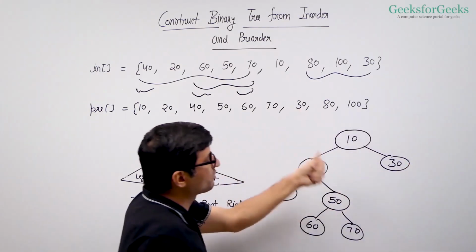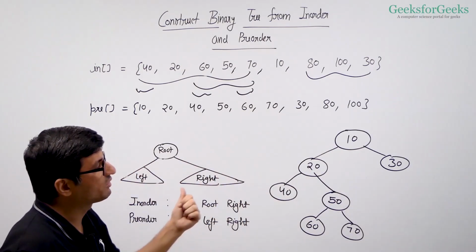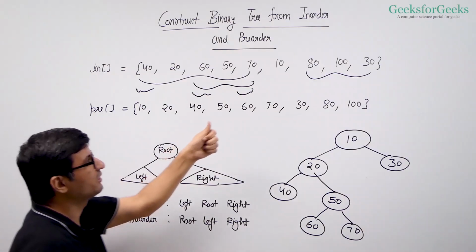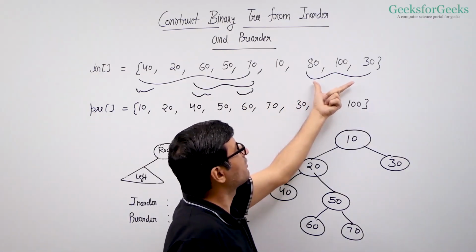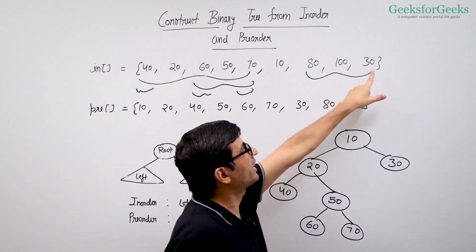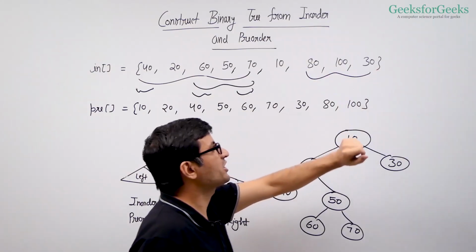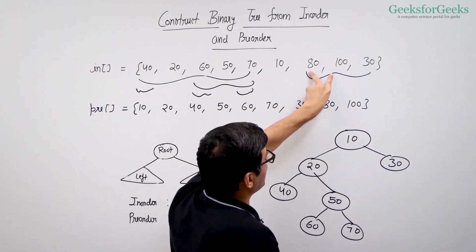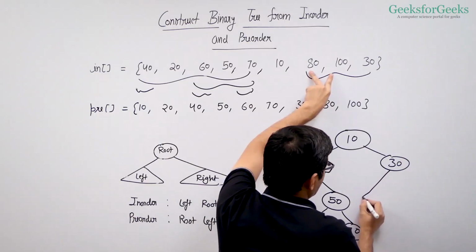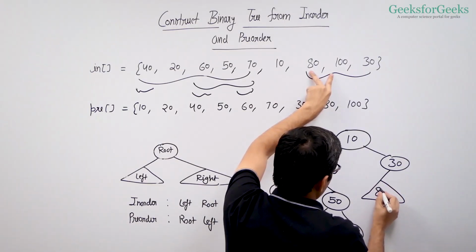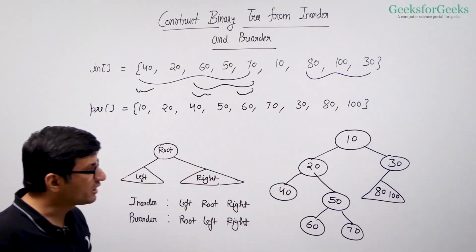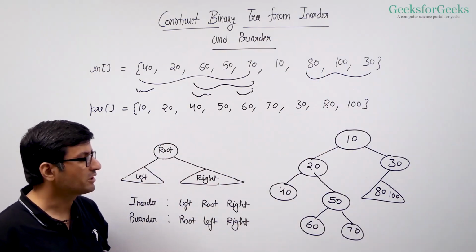Now how do we know which part is in the left subtree and which part is in the right subtree? For that, we search 30 in the in-order traversal part and we figure out on the right of 30 there is nothing. So the right child of 30 is empty and 80 and 100 are in the left side of 30. So we have two keys here in the left side of 30 and the right side is empty.